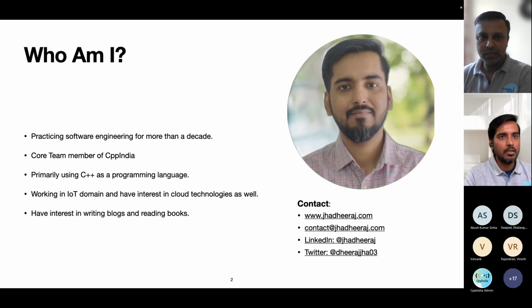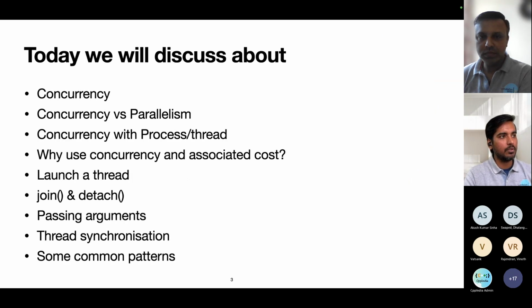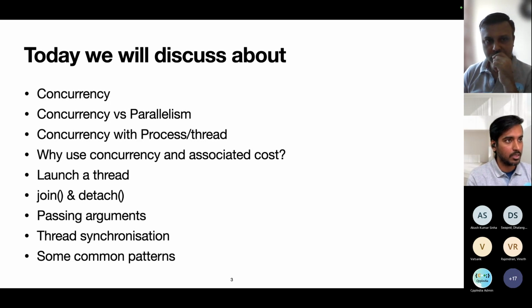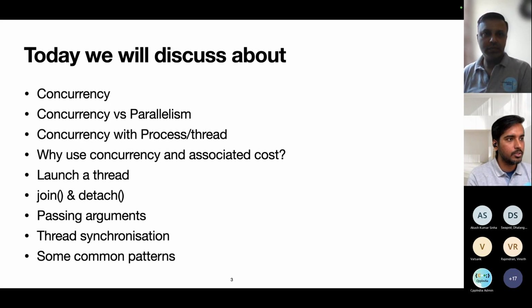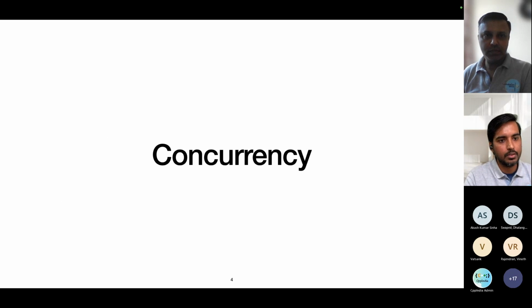So I'll come to the next slide, and these are the things which we will discuss today. We'll start with concurrency, and we'll see what the difference is between concurrency and parallelism, and concurrency with processes and threads. What is a process, what is a thread? We'll go with that, and then why to use concurrency and what's the cost associated with that. After that, we'll jump into a code section, and we'll see lots of code and lots of C++ classes and terminologies, and we'll discuss some common patterns in a concurrent environment.